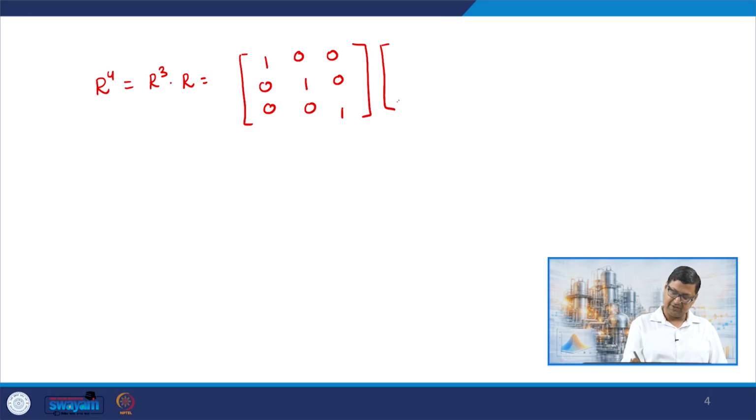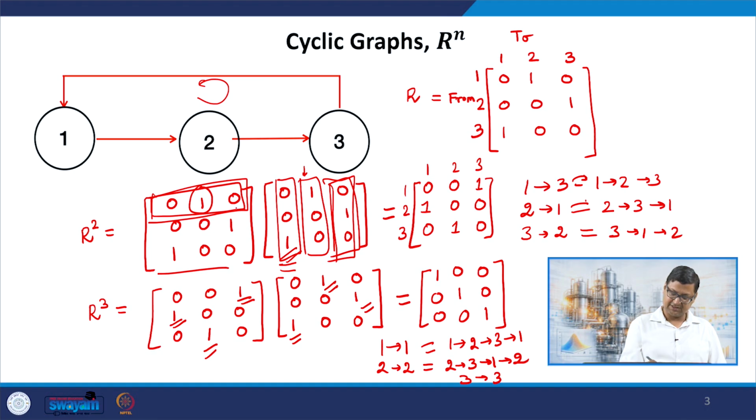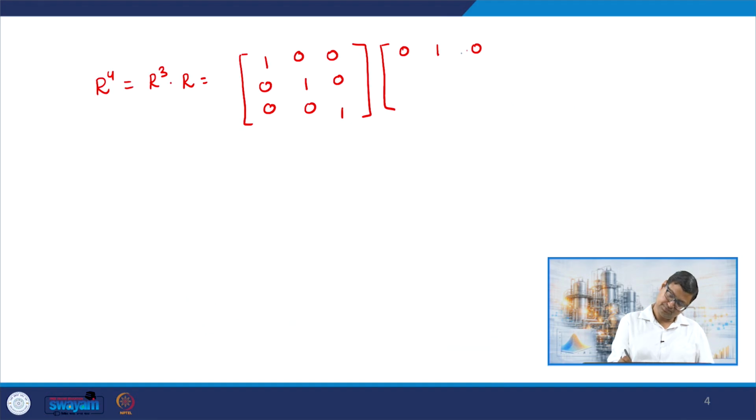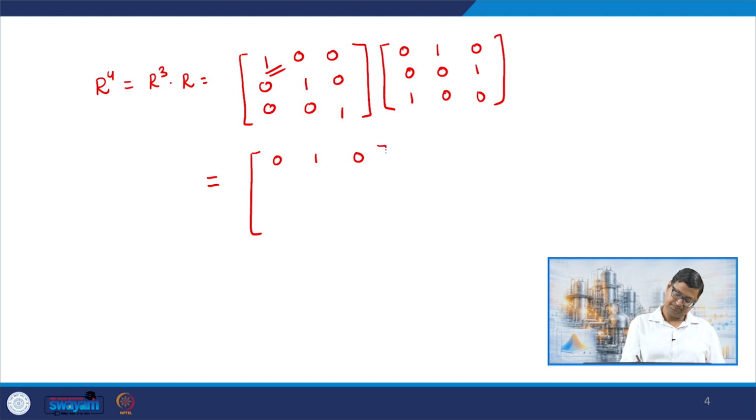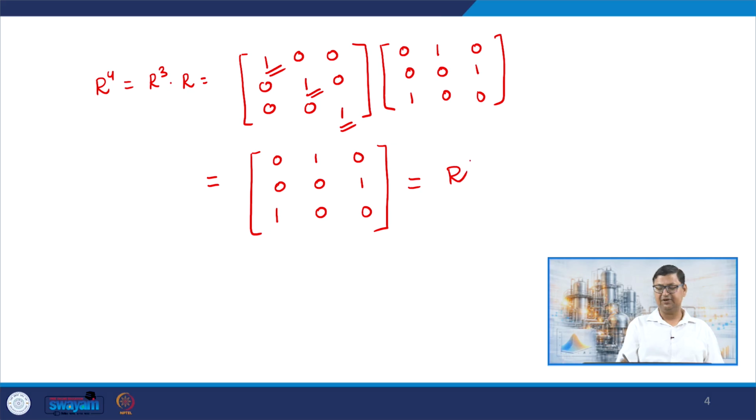And R for our case is, as we have discussed, so let us do this multiplication again. So same idea. For the first row, first element is 1. That is true for the second column. For the second row, second element is 1. That is true for the third column. And for the third row, third element is 1. That is true for the first column. And I basically recover the same Boolean matrix R, right?